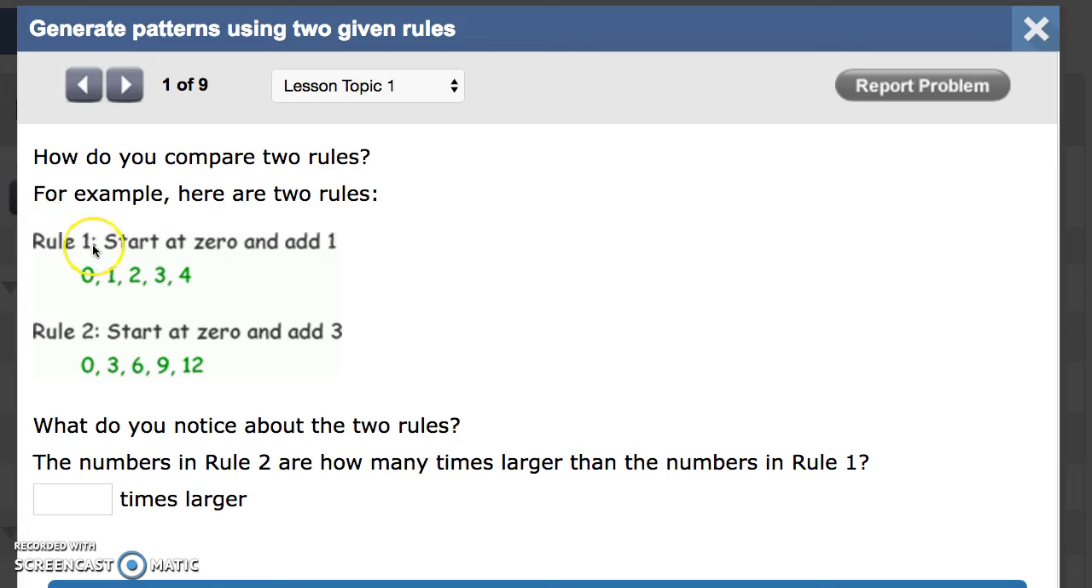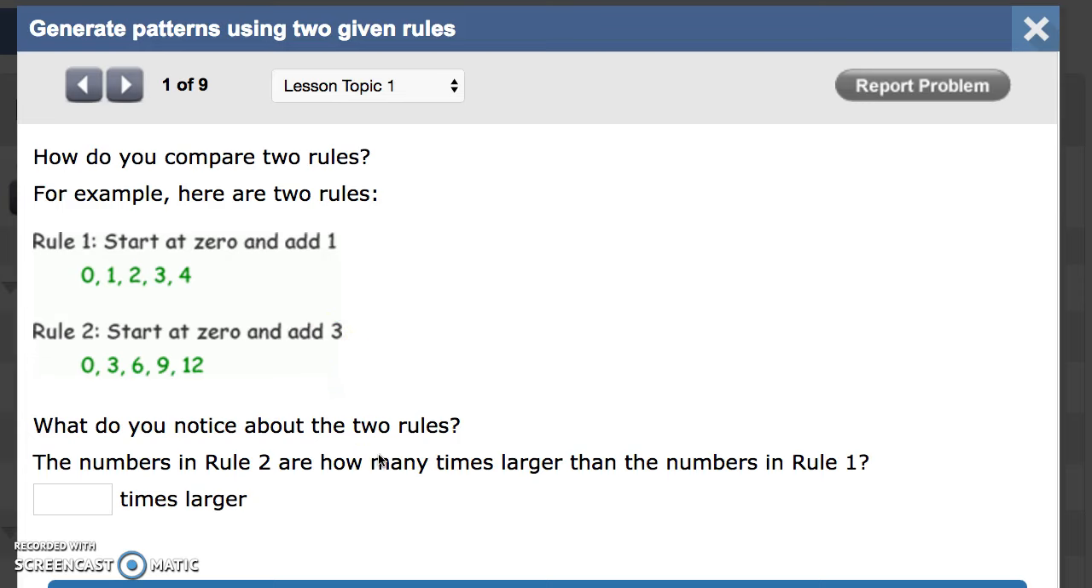The first rule is start at 0 and add 1. So here we are, starting at 0, adding 1. 0 plus 1 is 1, 1 plus 1 is 2, 2 plus 1 is 3, 3 plus 1 is 4, etc. This pattern keeps going and going, but they're stopping here because that's all we need to illustrate this point. The second rule is start at 0 and add 3. So we're starting at 0, 0 plus 3 is 3, 3 plus 3 is 6, 6 plus 3 is 9, 9 plus 3 is 12. Each time it's adding 3 more because that's the rule.